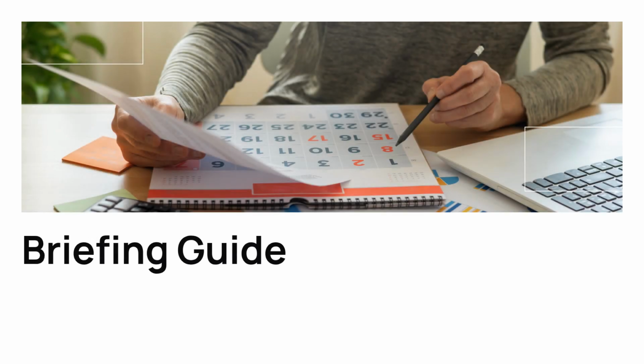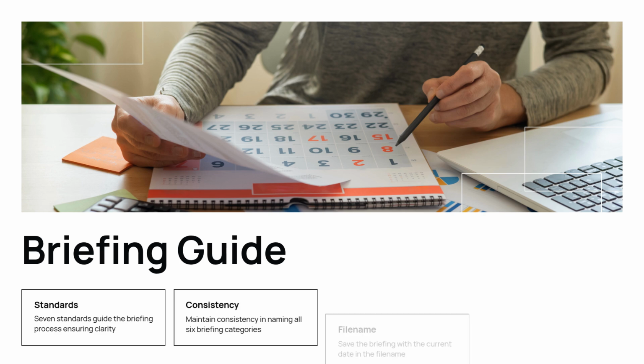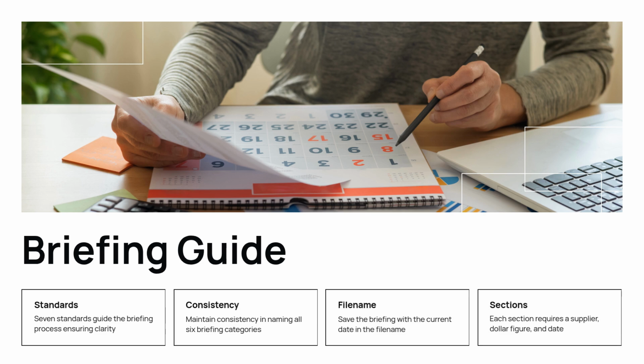7 standards guide the briefing process. They ensure clarity and consistency. Save the briefing with the current date in the file name. Name all 6 categories, even if quiet. Each section must have a supplier, a dollar figure, and a date.